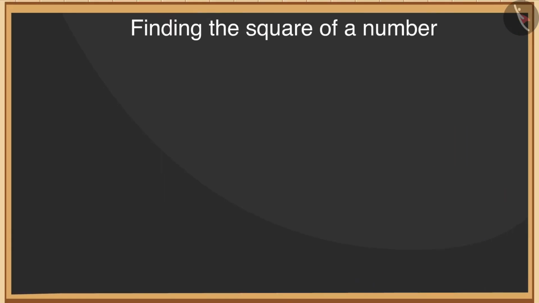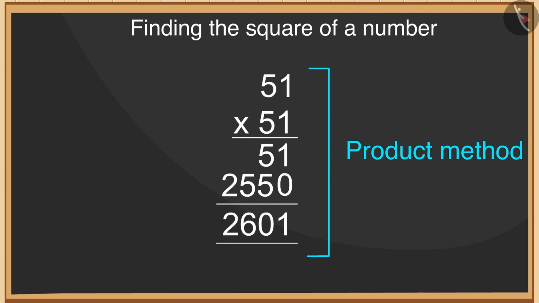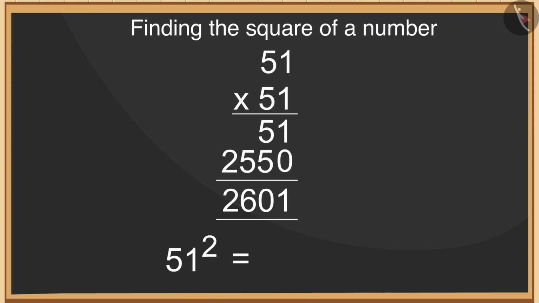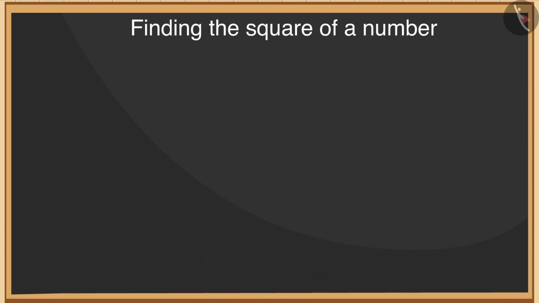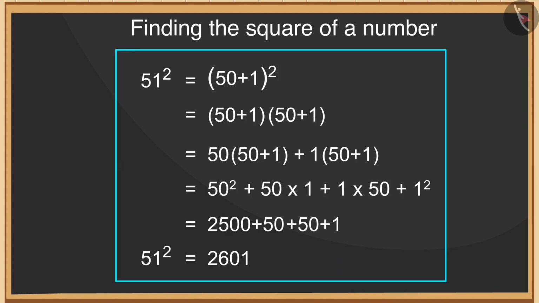As numbers get bigger, it becomes more difficult to find their square using the product method, and at the same time, it takes more time. For instance, to find the square of 51, we will have to multiply 51 by 51. Let us consider a new method to find the square of a number. We can write the square of 51 as the square of 50 plus 1 and solve it in this way. With the help of this method, we can easily find the square of any two-digit number.